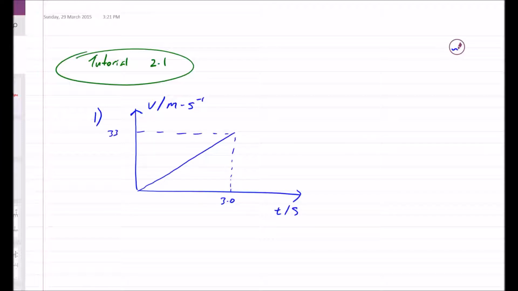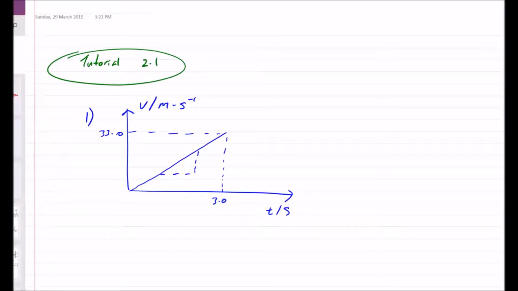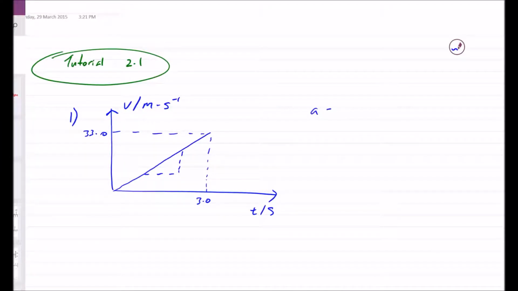This is 33 meters per second. Essentially the question is asking you to find the gradient of the velocity time graph. The gradient of a velocity time graph will give you the acceleration. For this case, acceleration is simply the change in velocity over the time it takes to have that change in velocity. So this is equal to 33.0 meters per second over 3 seconds. So this is just 11 meters per second squared. This should be quite easy for most of you.